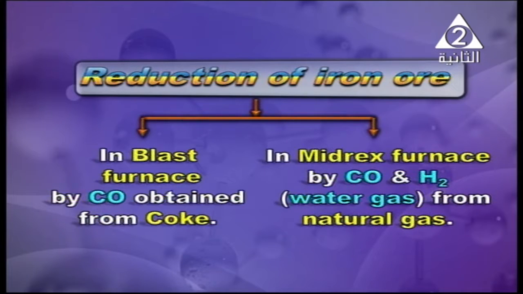into iron. So my dear student, we have two ways to reduce the iron(III) oxide or hematite: by blast furnace or matrix furnace. The reducing agent in the blast furnace is carbon monoxide, while the reducing agent in the matrix furnace is a mixture of carbon monoxide and hydrogen gas that we call water gas. My dear student, we obtain the carbon monoxide gas in the blast furnace from coke, but we obtain the water gas in the matrix furnace from natural gas, and we are going to discuss this in detail.